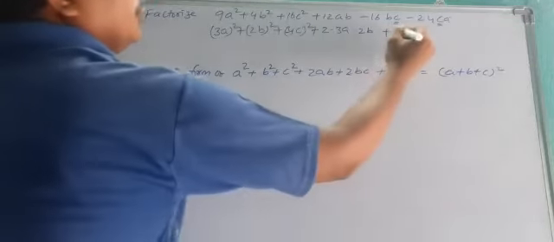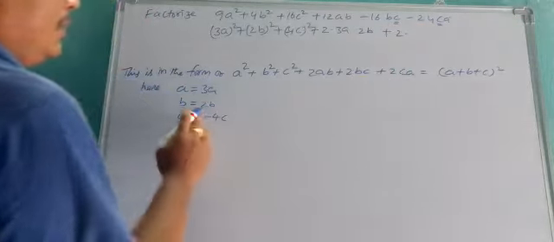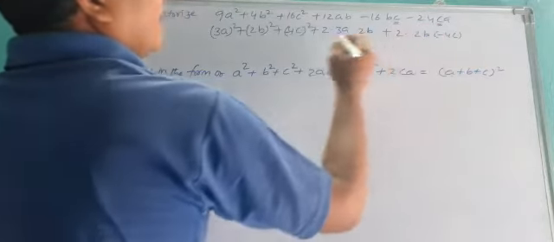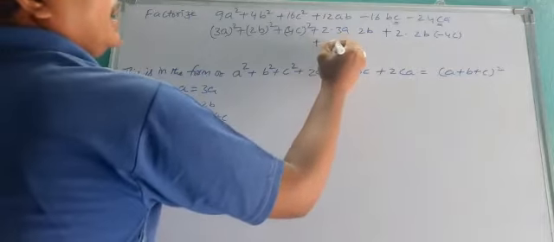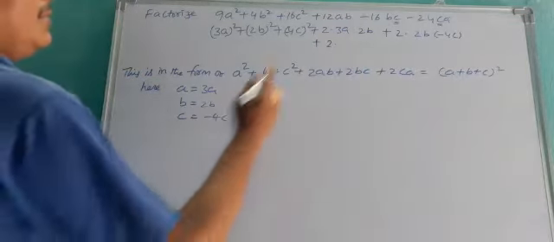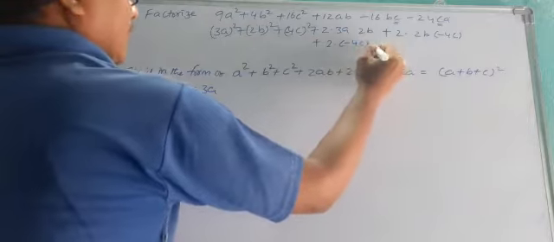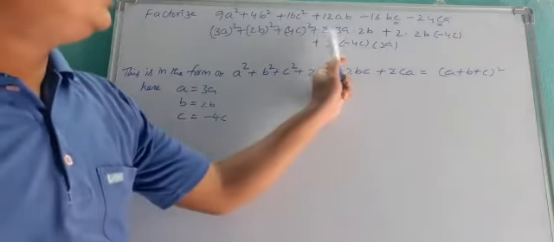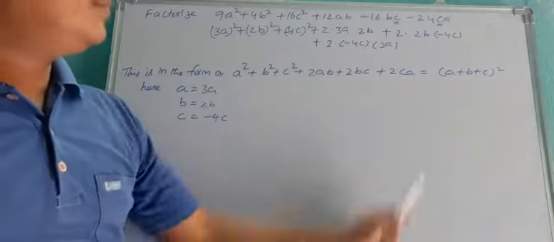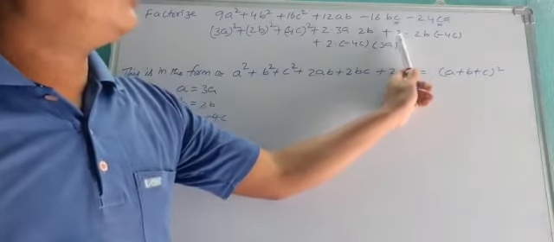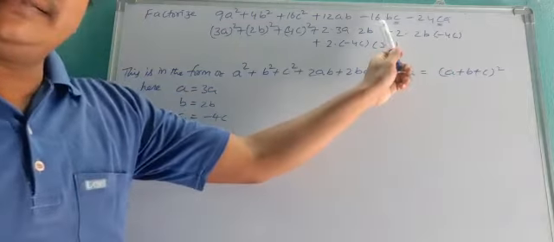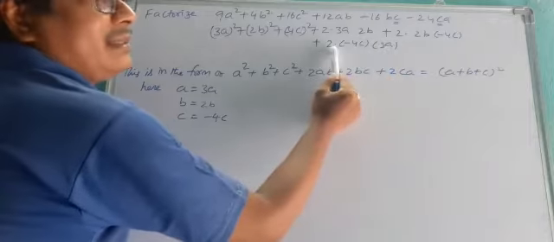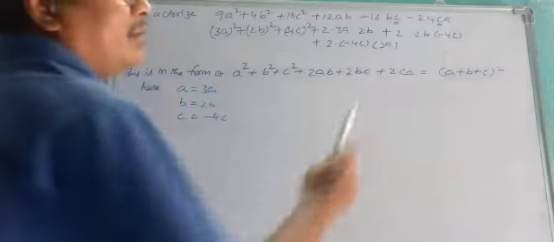Plus 2bc, with b as 2b and c equal to minus 4c. And last and final plus 2ca, where c means minus 4c and a means 3a. Now observe: 2 times 3 is 6, 6 times 2 is 12, plus 12ab. 2 times 2 is 4, 4 times minus 4, minus 16bc. And last, 3 times 2 is 6, 6 times minus 4, minus 24ca.